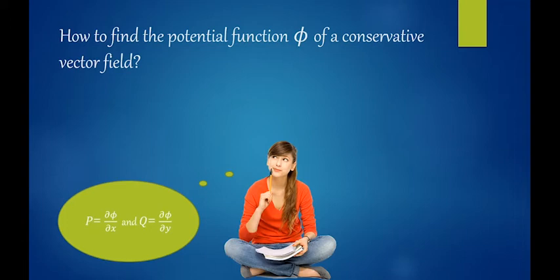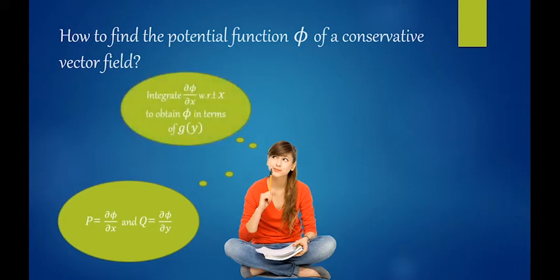Now to find this, we are going to remember a few steps, basically the 4 steps which I am going to show right now. Keep these steps in your mind and you can do the problems easily. So first we have equated it. Then we integrate ∂phi/∂x with respect to x, and we will get the expression of phi. But in that expression, there will be a term g of y, which will be the integrating constant. So we have to find g of y also.